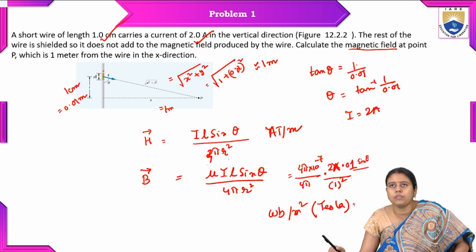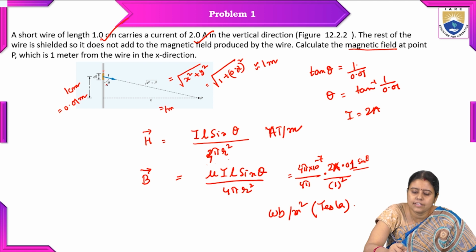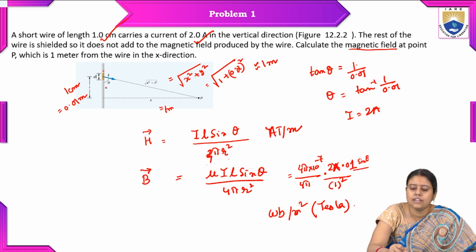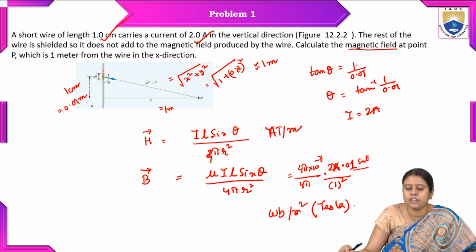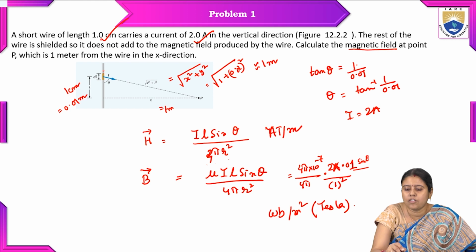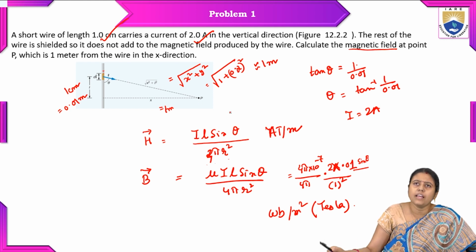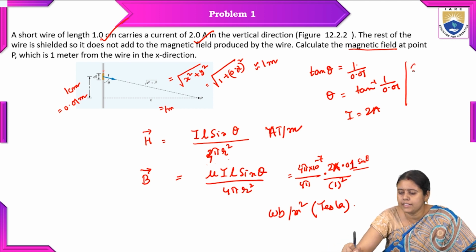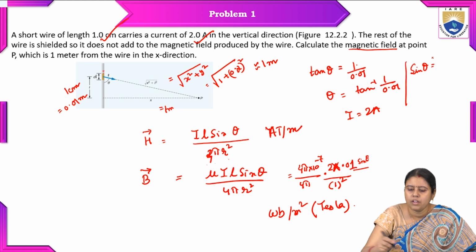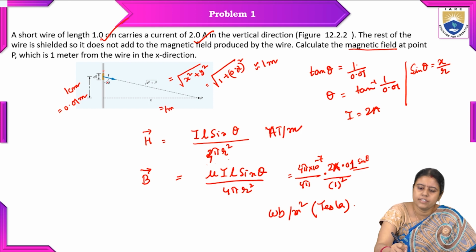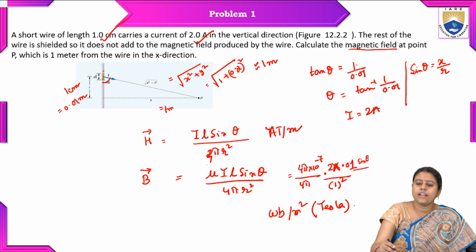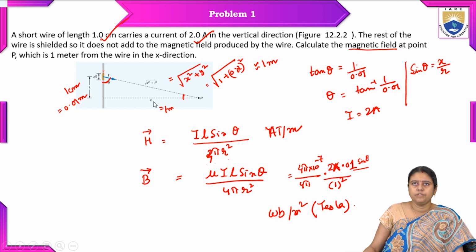So the main thing is that we have to calculate the theta. As theta is this angle, tan theta is equal to y by x, or directly we can also calculate sin theta. Sin theta is equal to x by r, because theta is this angle. If we take theta as the other angle, then there will be a change.